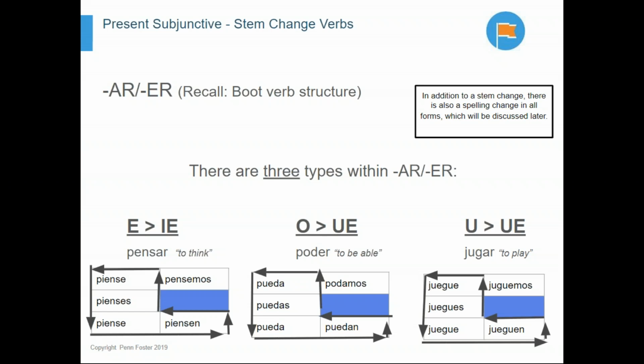So apply these stem changes, these vowel changes, within the boot, not in first person plural. That would be a regular conjugation, except for jugar, where there's a spelling change as well. And these are just three of the more common verbs. You'll definitely see them come up in your course material.